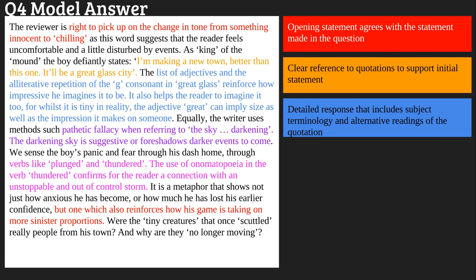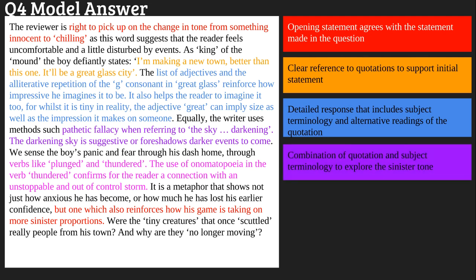So we've got a detailed response then that includes subject terminology, and we've got the alternative readings of the quotation, in particular great, and so the different meanings of great there. Equally, the writer uses methods such as pathetic fallacy when referring to the sky darkening. The darkening sky is suggestive of, or foreshadows, darker events to come. So that's a link back to the question, of that darkness, sinister tone.